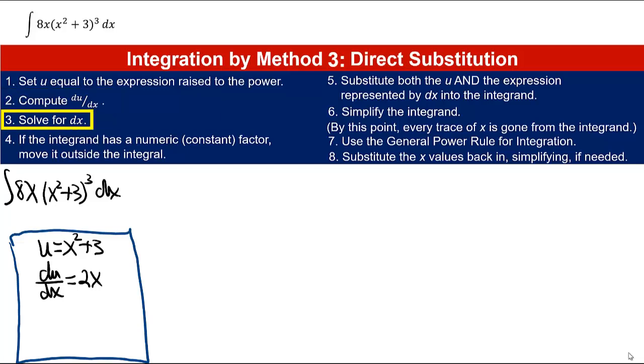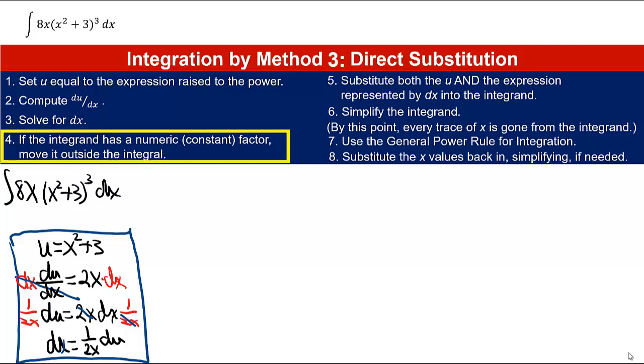We can get rid of that fraction by multiplying both sides by dx. The dx is on the left, divide out, leaving you with du equal 2x dx. But remember, we're solving for dx, so we need to multiply both sides by 1 over 2x, so that the 2x's on the left divide out, leaving you with just dx. So now we know that dx is the fraction 1 over 2x multiplied by du.